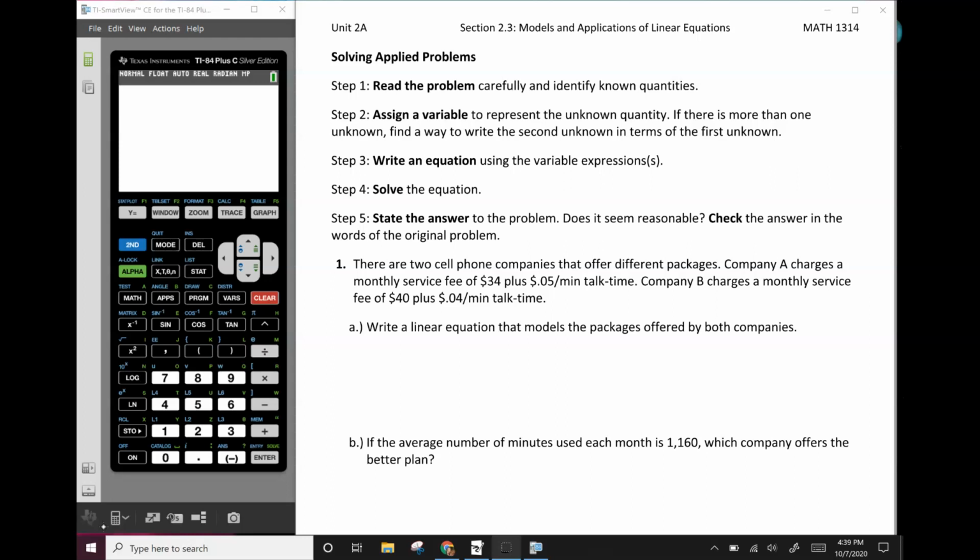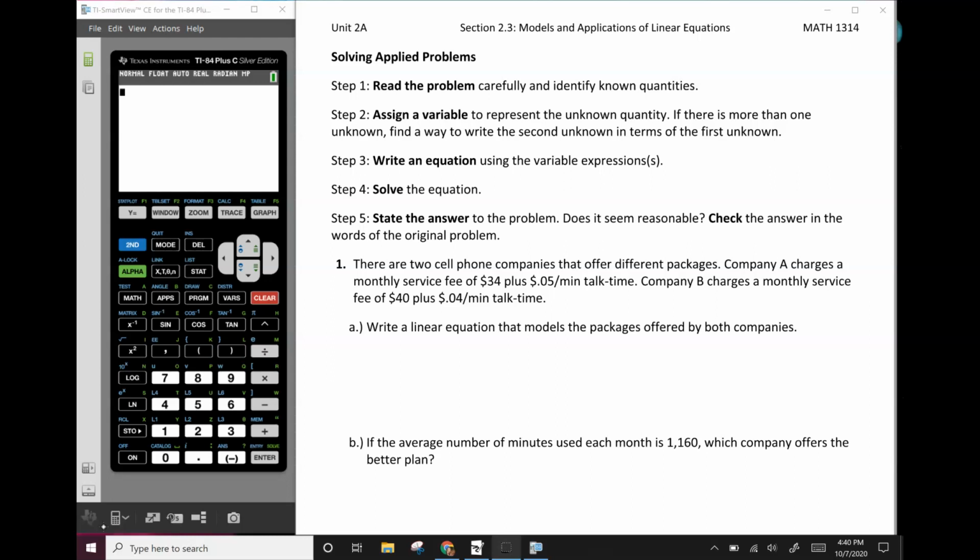Step 1, read the problem carefully and identify known quantities. Step 2, assign a variable to represent the unknown quantity. If there's more than one unknown, find a way to write the second unknown in terms of the first unknown. So you want to figure out how they're related and write an equation that relates one of the variables to the other one so that you really only have one unknown that you're dealing with.